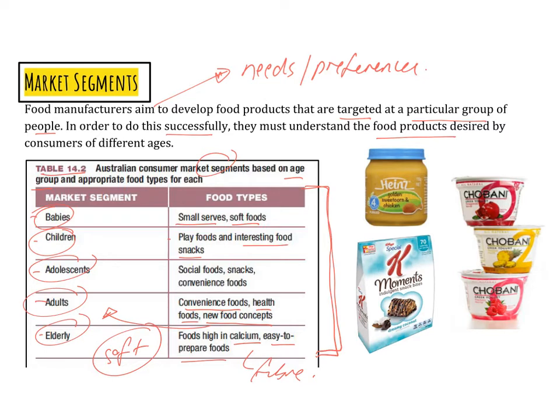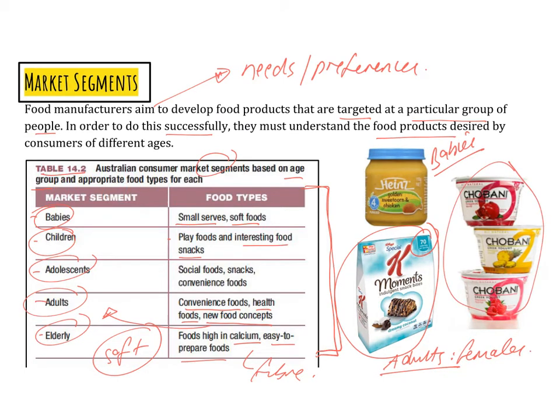So we can see a range of food products on the right-hand side. The first product would be suitable for the market segment of babies. The Special K Moments indulgent snack bites with 70 calories per serve would most likely be targeted at adults, young adults, particularly females, due to the nature of the packaging that we can see. It's quite feminine. And Chobani, this is a single serve. This would be suitable for multiple market segments due to the fact that it is high in calcium and quite a healthy food, but it's also convenient. So adolescents, adults and elderly would all be suitable market segments for this particular product.